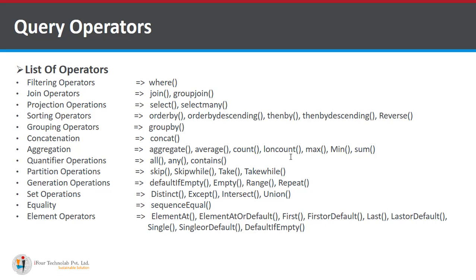Quantifier operations are all, any, contains. Partition operations are skip, skip while, take, take while. Generation operations are default if empty, empty, range and repeat. Set operations are distinct, except, intersect and union. Equality operators are sequence equal. Element operators are element at or default, first or default, last or default, single or default, and default if empty.